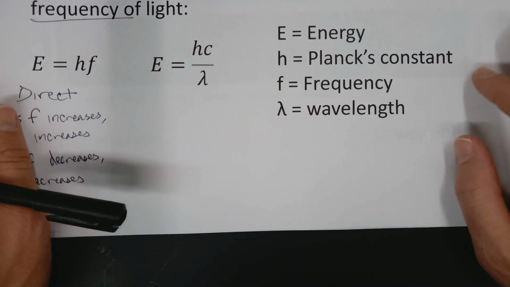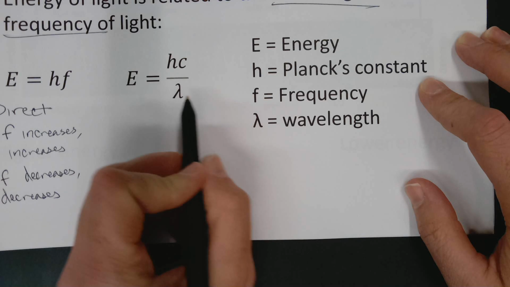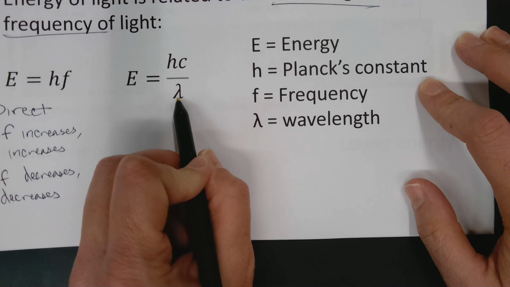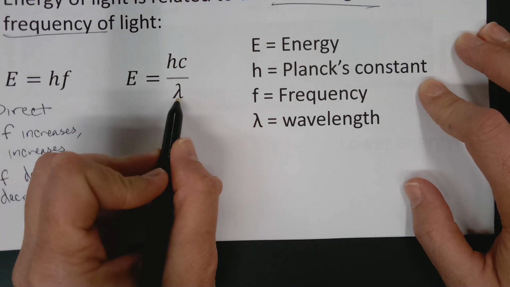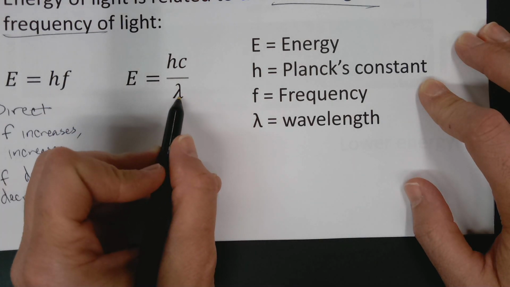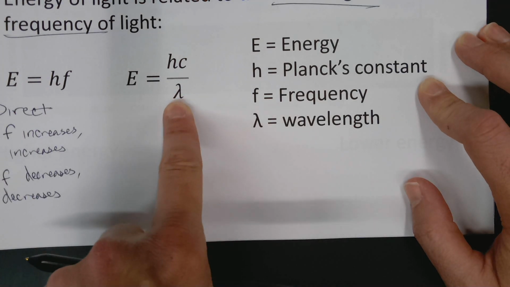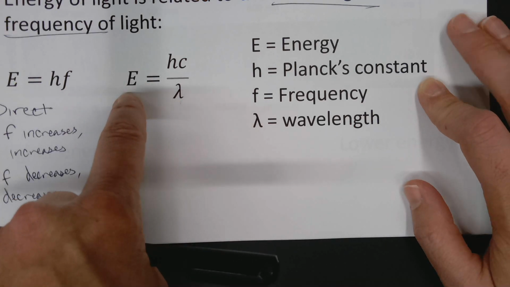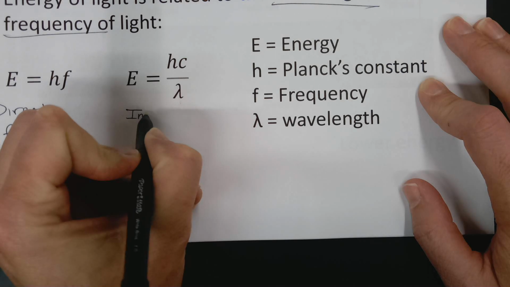Now, if we look at the relationship between energy and wavelength, so this is the Greek letter lambda, and it's kind of like an upside down Y. Because wavelength here is in the denominator, if wavelength increases, then we're dividing by a bigger number. So our energy is going to decrease. This is called an inverse relationship.